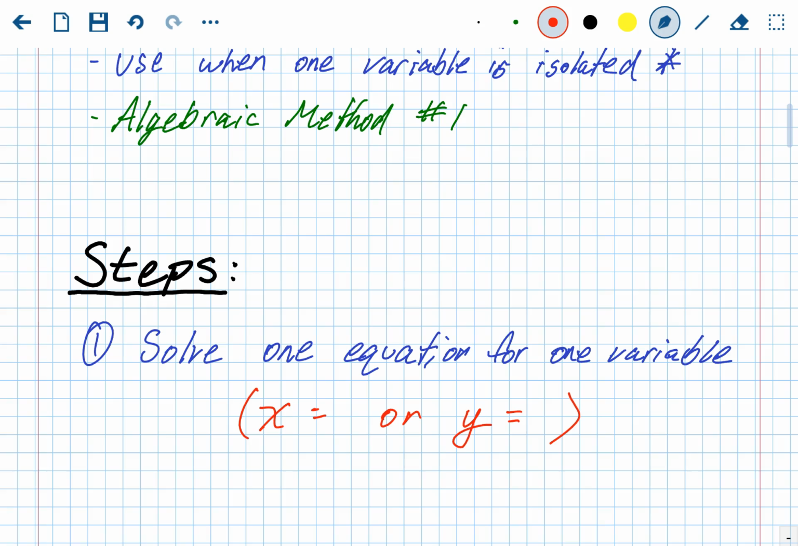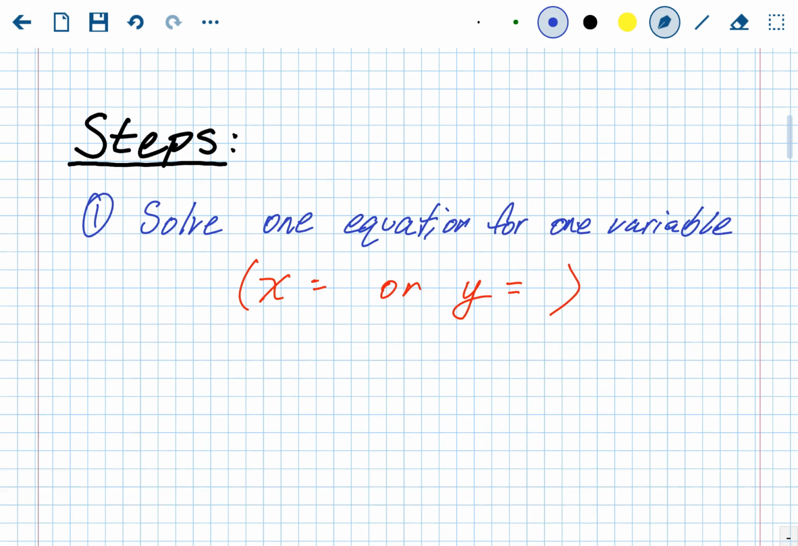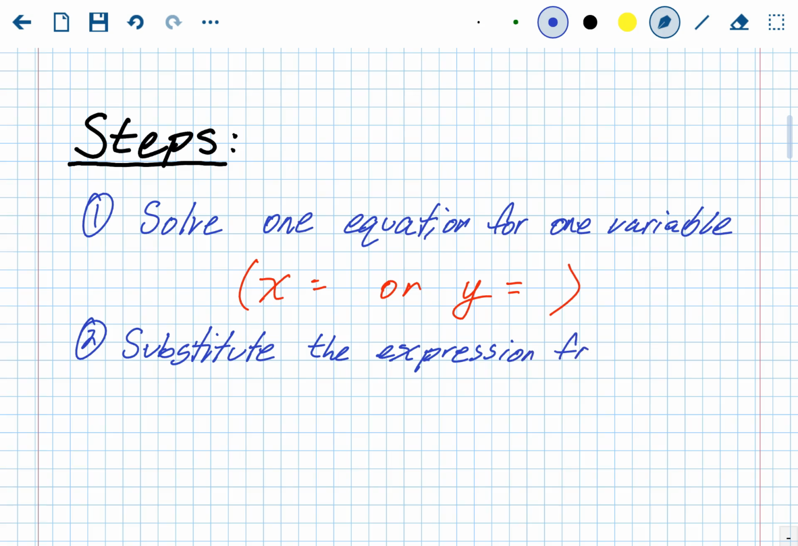Now a lot of times that first step is going to be solved for. If it's in y equals, it's probably in slope-intercept form. It could also be in x equals form. So as long as you have one variable equals some algebraic expression. Alright, so what are you going to do with that one equation solved for one variable? Okay. This is the first substitution. You're going to substitute the step one part. So substitute the expression from step one into the other equation.